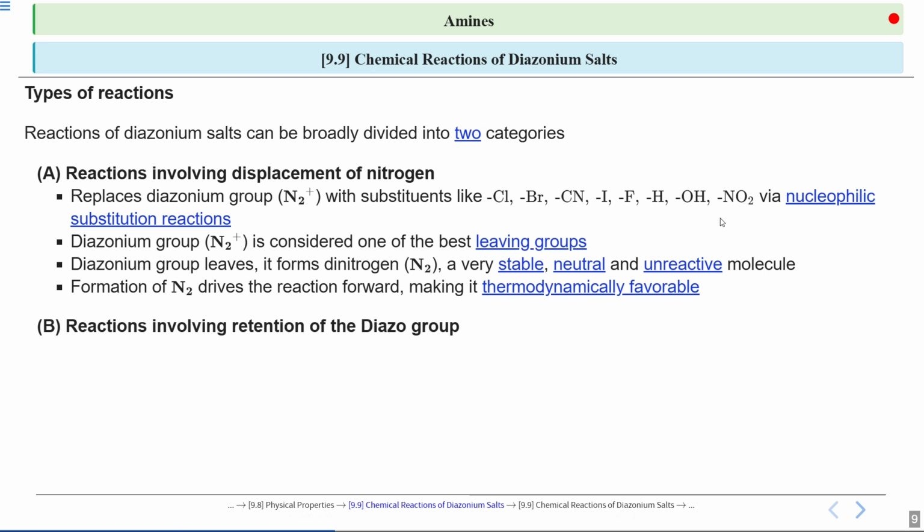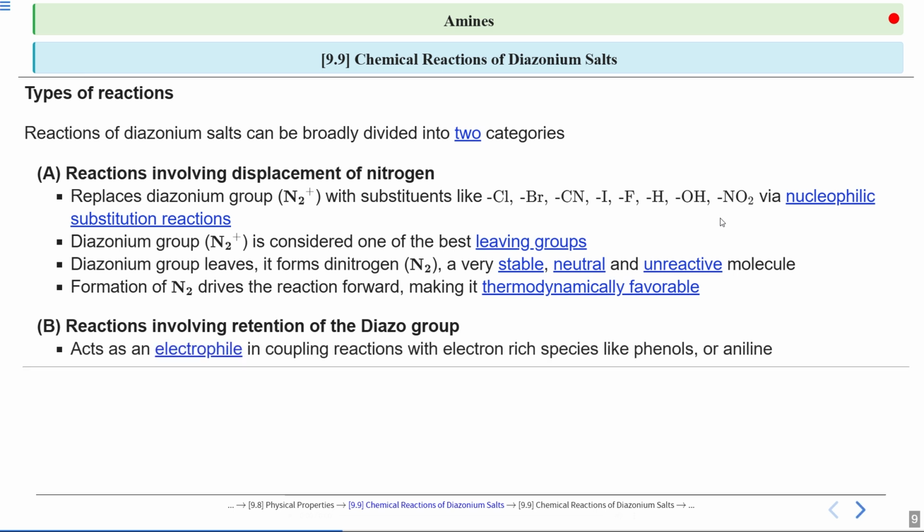Next, the second category is the reaction where the diazo group is retained. In these cases, the diazonium group acts as an electrophile, and being an electrophile, it reacts with electron-rich species, such as phenols or anilines in coupling reactions. Now, this leads to the formation of brightly colored azo compounds.